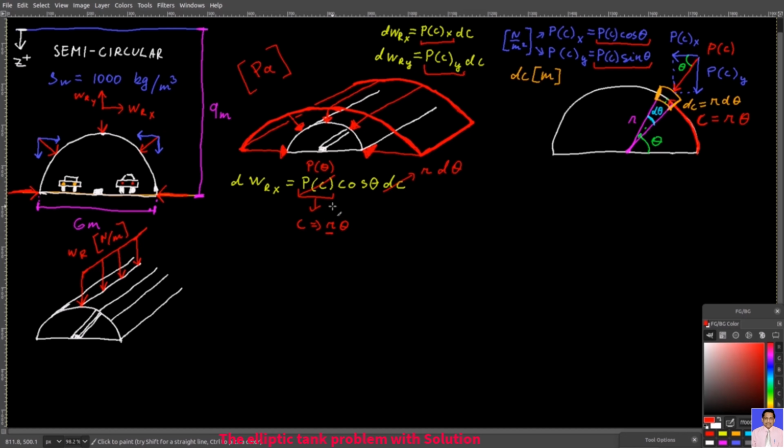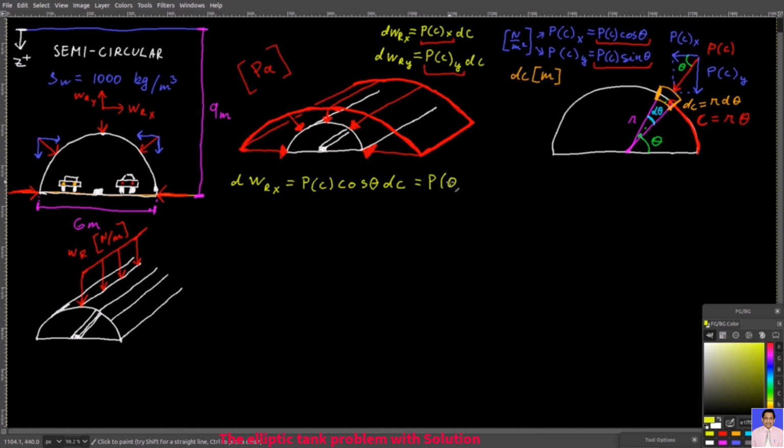If I know that in whatever function I have in my p as a function of C, every single C is replaced by r times theta and r itself is constant, then instead of p as a function of C, I can say that it's p as a function of theta. And so that means that this expression here, I'm going to rewrite like this.